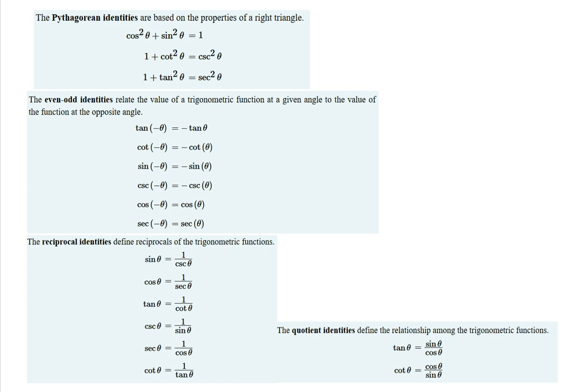Okay, the next part of this unit covers identities, trigonometric identities, and I tried to put them all here on one page. You've got your Pythagorean identities, your even and odd identities, your reciprocal identities, and your quotient identities. And I would probably keep these handy somewhere to look back at them.